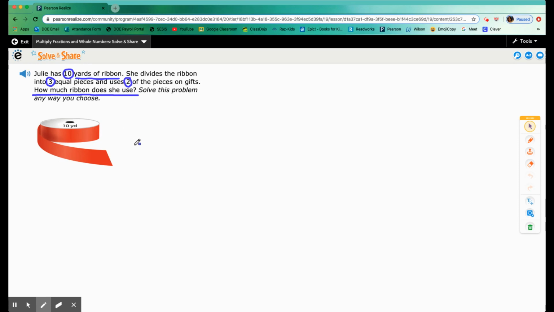So in this problem, we learned that Julie has 10 yards of ribbon. So our whole number is 10. And we're going to multiply that by a fraction. She divides the 10 yards of ribbon into 3 equal pieces and uses 2 of the pieces on gifts. If you think about it as a fraction, there are 3 pieces that she separates the 10 yards of ribbon into, and she uses 2 of the pieces. 2 pieces that she uses, 3 pieces in total.